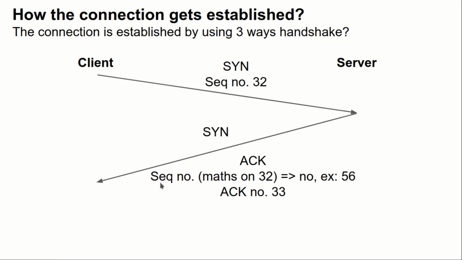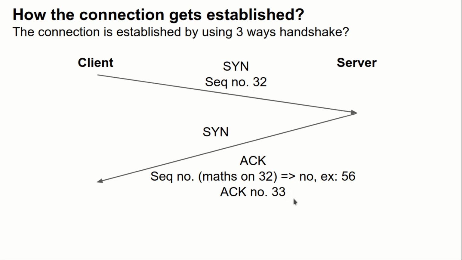After that, the sequence number is used. Let's say the previous sequence number is 32. There will be some mathematical calculation on this previous sequence number, and the result will be the new sequence number. Let's say the result is 56. So now it is the new sequence number that is attached to this response. The acknowledgement number is also given. The acknowledgement number is equal to the previous sequence number plus 1. So in this case it is 33.